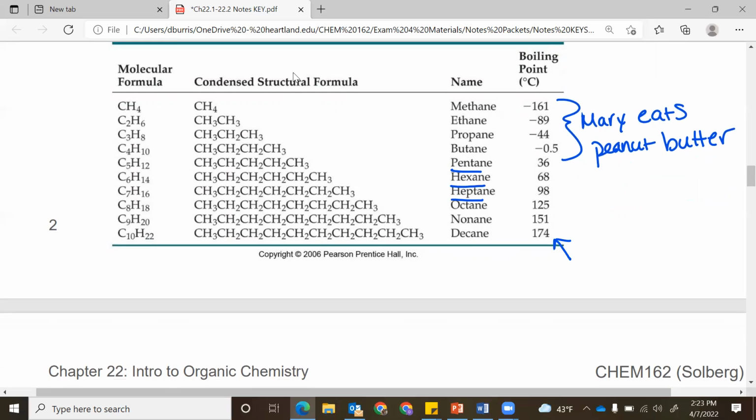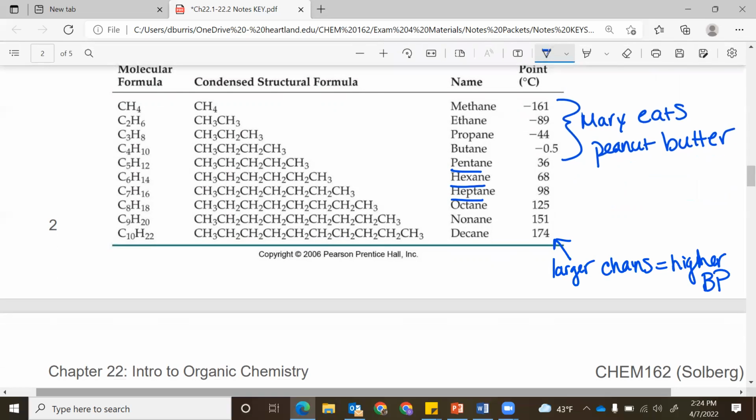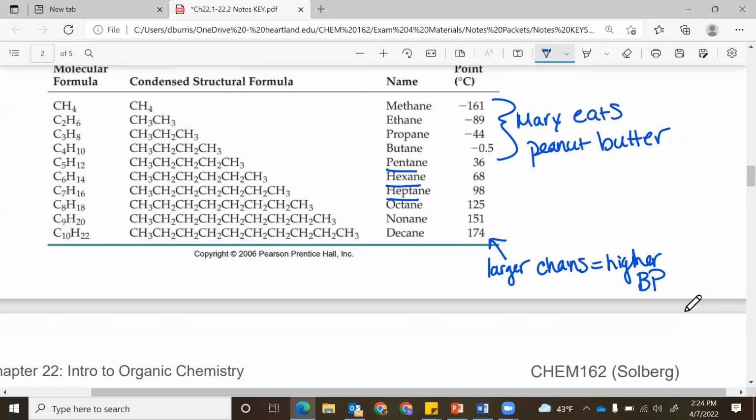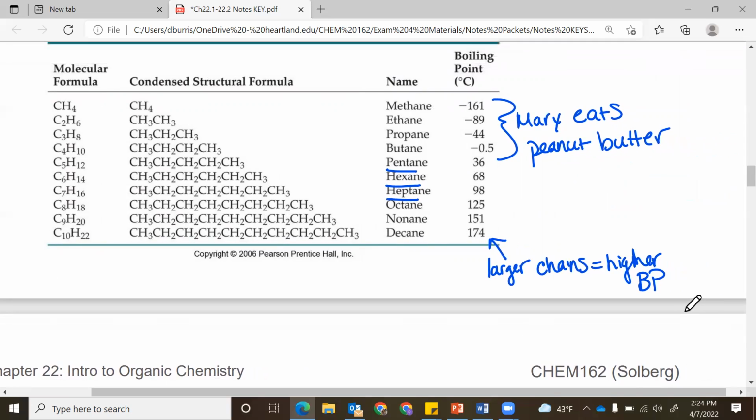Exactly. They go up as they get larger. Okay, so larger chains equal a higher boiling point. Why is that? They're bigger, they have more bonds, they can make more, what's that? Yes, London dispersion forces, okay? They have more LDFs, more intermolecular forces, so they stick together a little bit more.